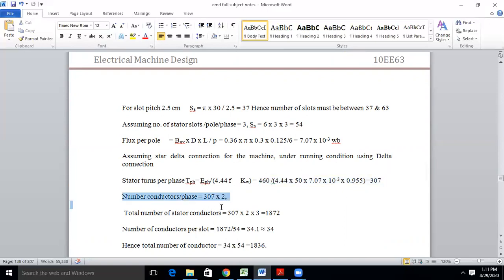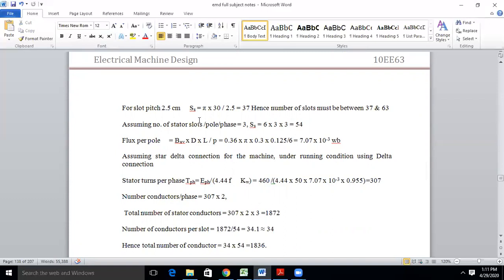Again, number of turns per phase is 307. So by multiplying by 2, number of conductors per phase is 307 into 2. Then the total number of stator conductors, we have to multiply with 3. It is 187. Now, the number of conductors per slot will be, 187 are the conductors.